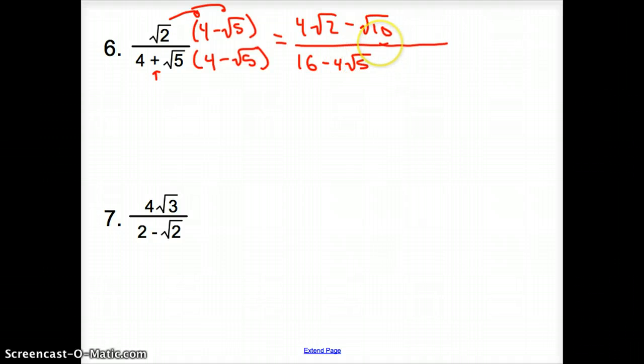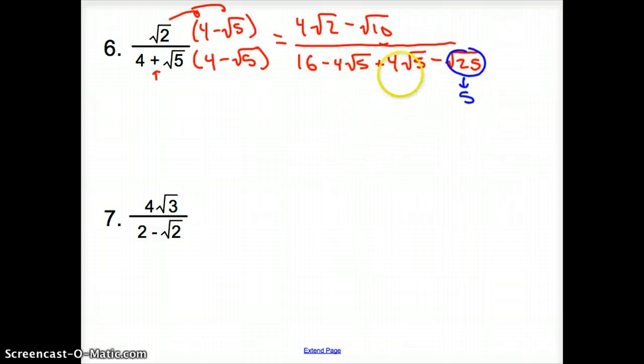I'm going to extend this a little bit farther. Now it's the square root of 5 times a positive 4, so it's going to be plus 4 square root 5. And then we have the square root of 5 times the square root of 5. That's going to give me a negative square root of 25. Can we clean any of this up? Yes, we can. The square root of 25 turns into 5.